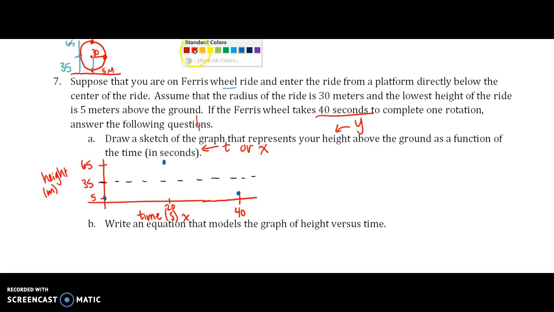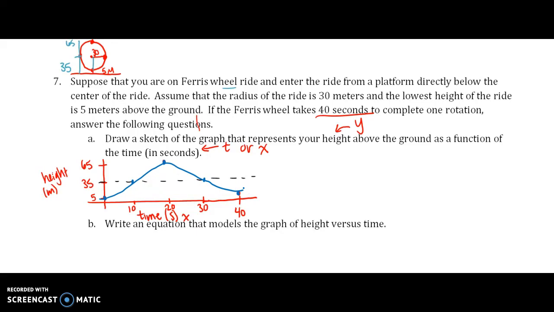So at a time of 10 seconds, I'm on the midline because that's halfway between my start and my max, so my lowest point and my highest point. And then halfway between the highest point and the lowest point, I'm back on the midline. And so the highest and the lowest points happen between 20 and 40 seconds, and halfway between that is 30 seconds.